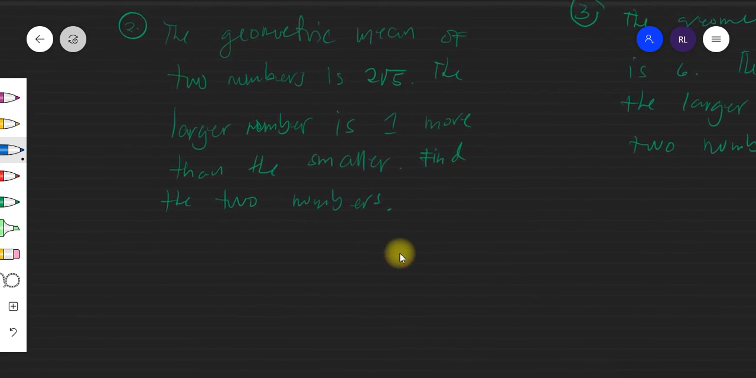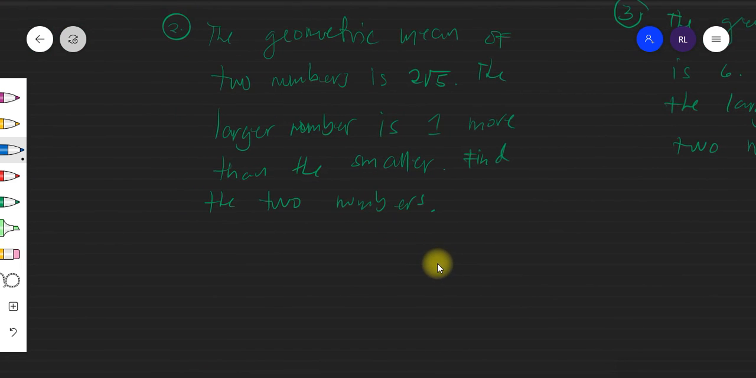So we have here a second problem. It says that the geometric mean of two numbers is 2 square root of 5. Okay, 2 square root of 5. So our given is that our geometric mean is 2 square root of 5.